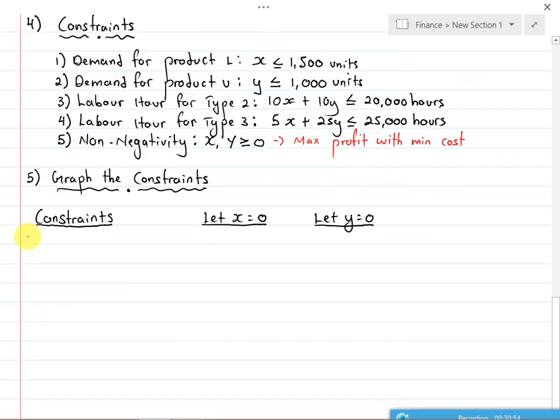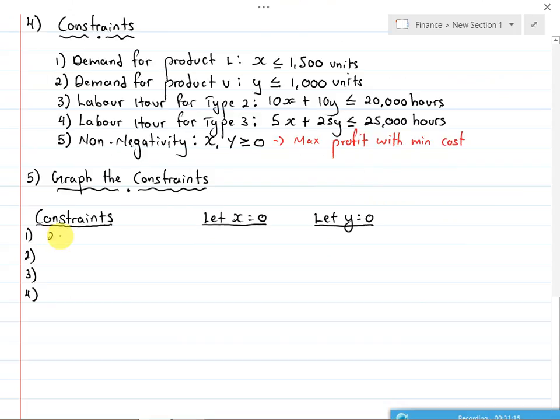So we have 1, 2, 3, 4. Number 5 is only for the constraints part. You just put it non-negativity. Nothing much over there. So we got 4 over here. So what you should do? How do you put it over here? As you're working.